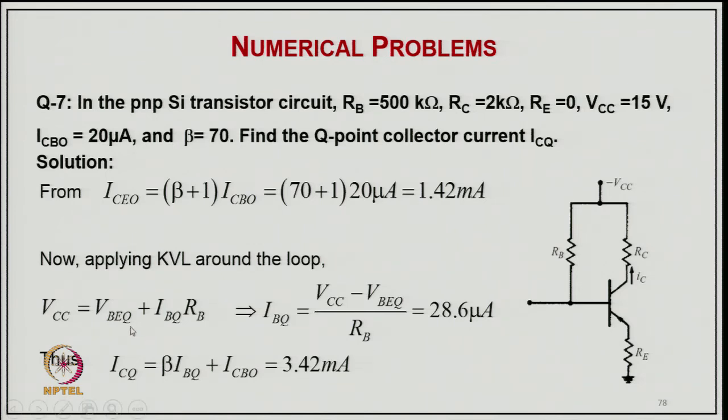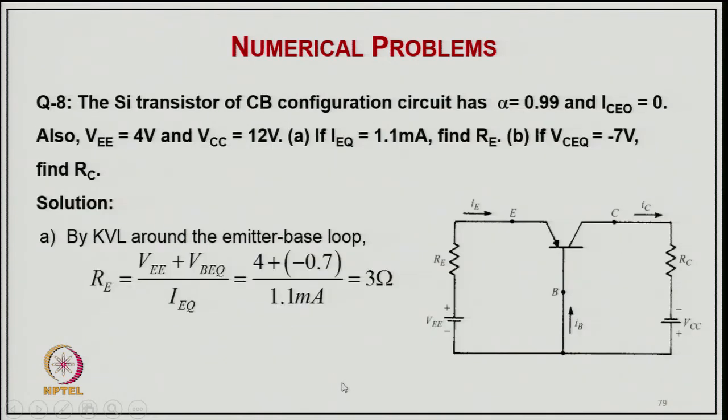So, VCC will be equal to VBEQ plus IBQ RB. Typically, here IBQ will be VCC minus VBEQ upon RB, and that is 28.6 microampere, and ICQ will be now beta IBQ plus ICEO. So, that comes 3.42 milliampere.